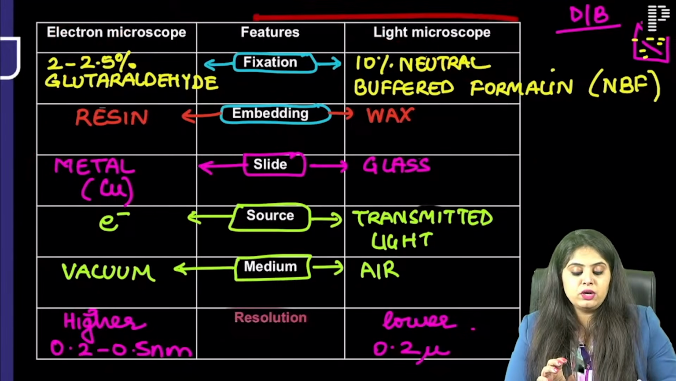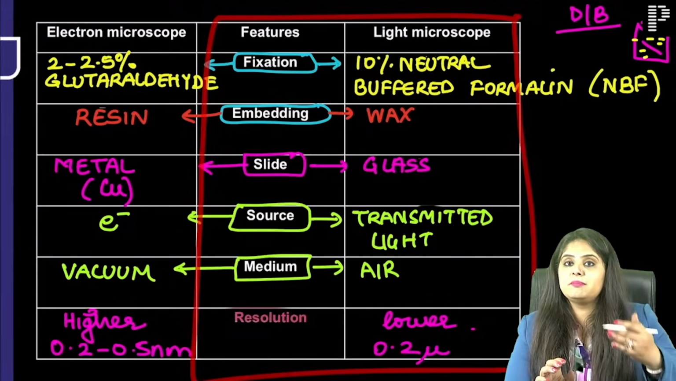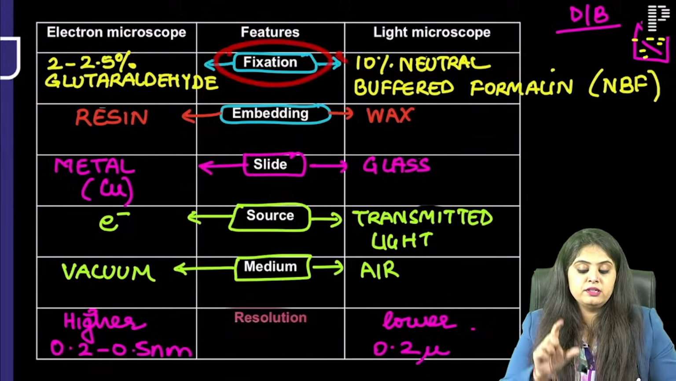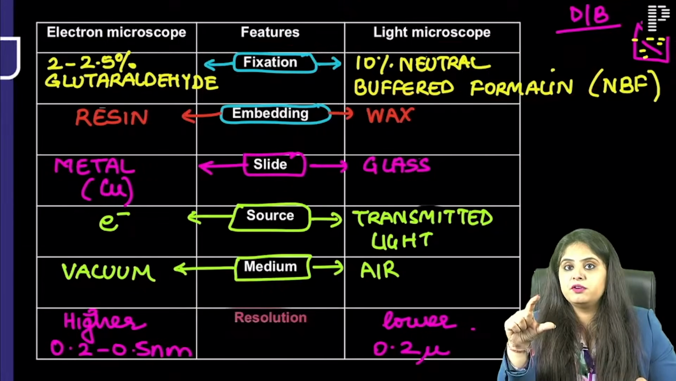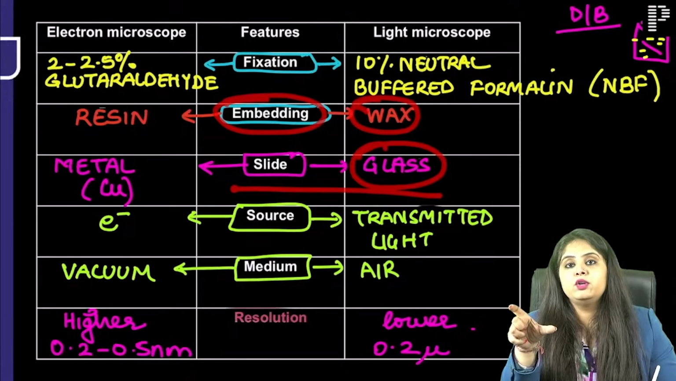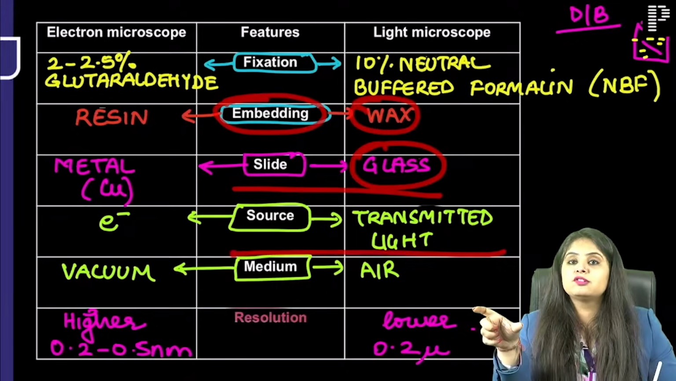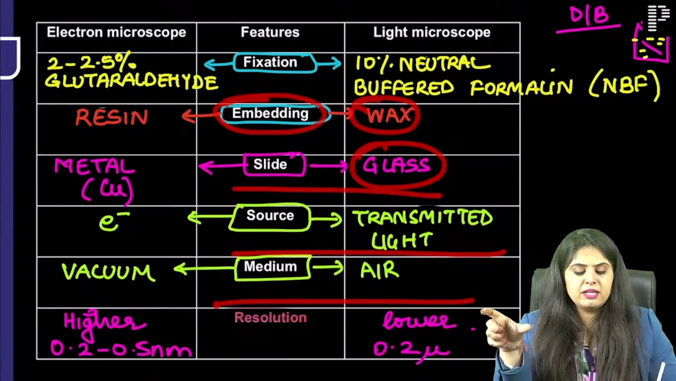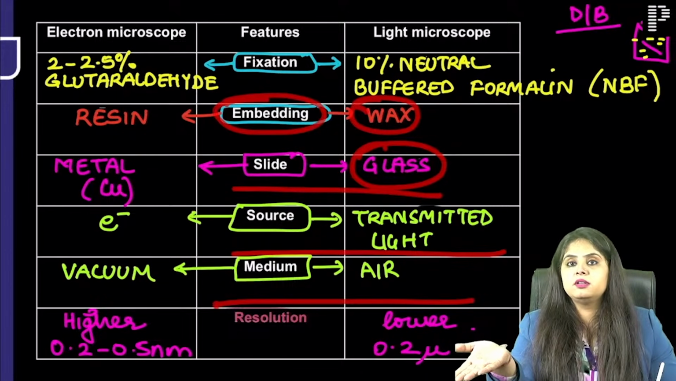Let's say you are doing light microscopy. What is the step by step you will do? First, you will put it in a solution called 10% neutral buffered formalin. After that, you will embed it in paraffin wax. Then you will cut a slice and put it on a glass slide. Then you will look at it under the microscope. The microscope will have transmitted light, and it will be kept over here on this table in air.